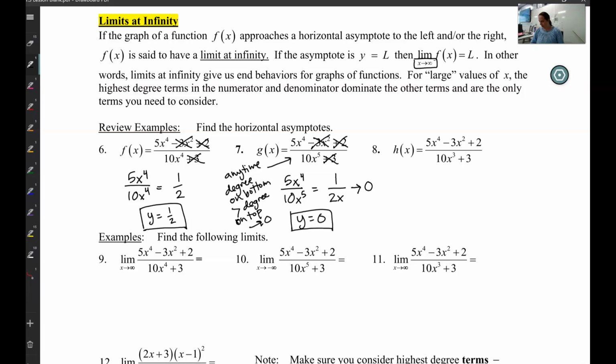Okay, let's try this one. Cross out the lower ones. 5x to the 4th over 10x cubed gives me 1/2 x. So this one does not have a horizontal asymptote. 1/2 x is linear, so it actually has a linear or a slant asymptote, but that's not what we're asking about. We're only asking about horizontal asymptotes. So this, we would say, no horizontal asymptote.